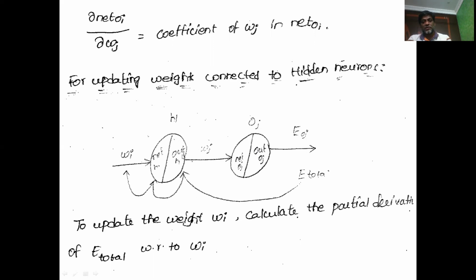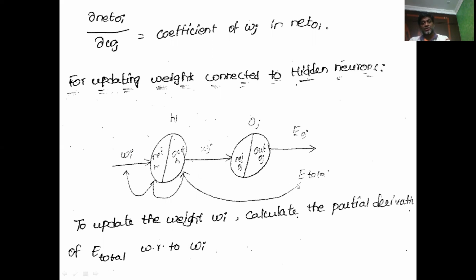As of now, I assume that I just want to calculate the derivative with respect to Wi of the error term for hidden neuron Hi. So I assume this is the hidden neuron with net_Hi and out_Hi, and I assume that Wi is connected to this neuron. Now how do you calculate to update this Wi?